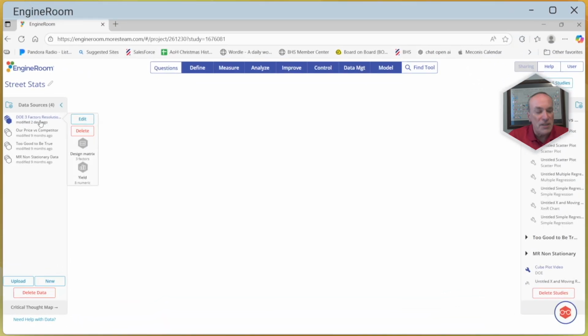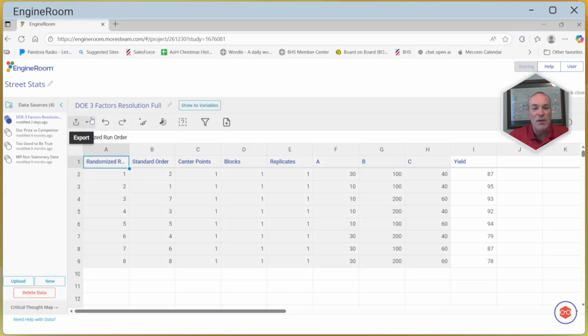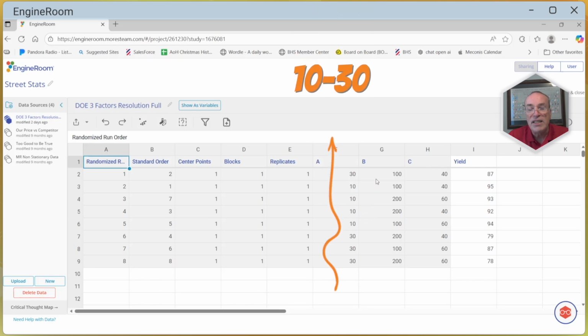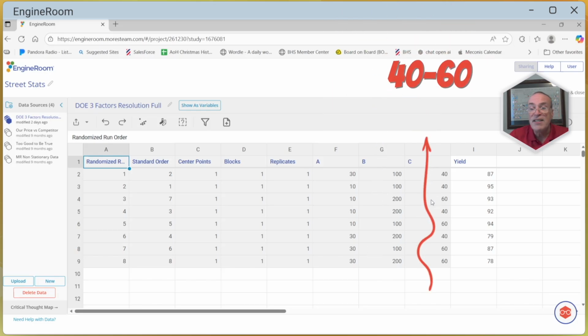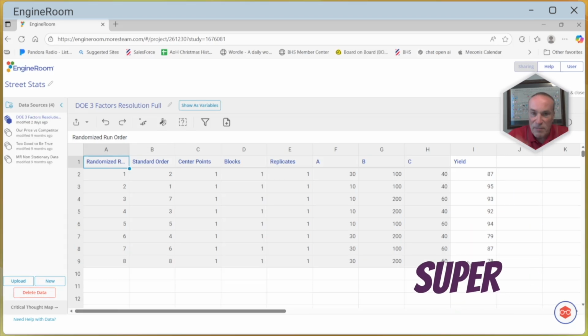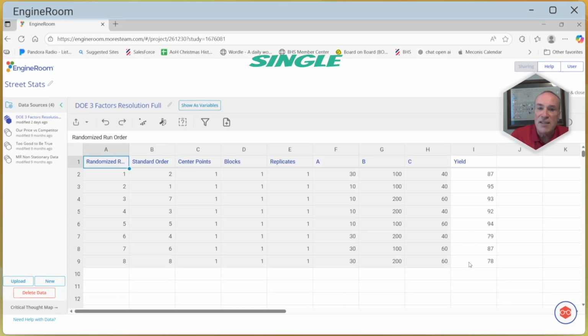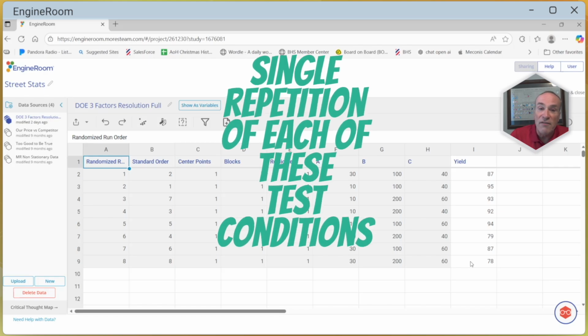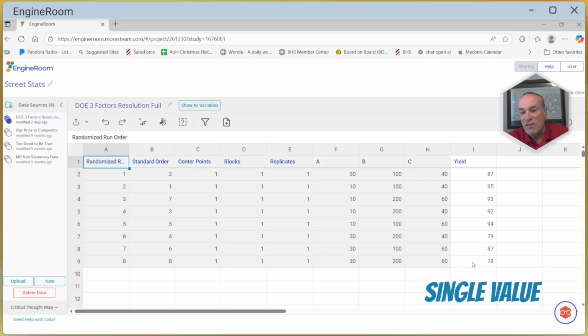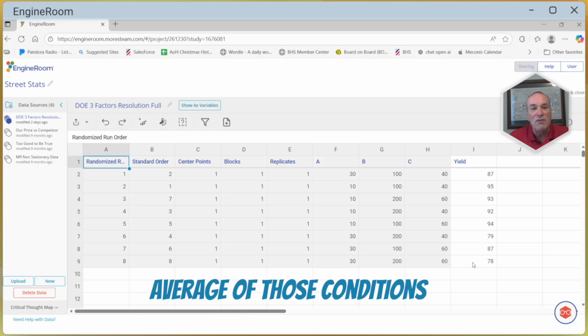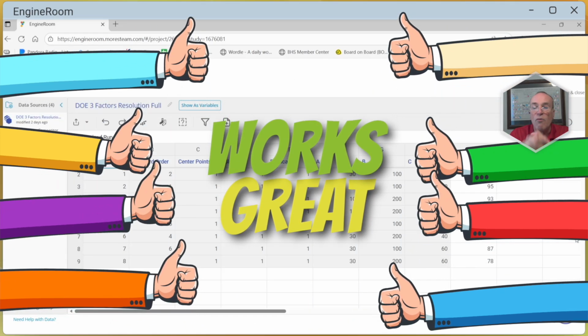So I have a DOE all made up and ready to go. So you can see over here we have columns A, B, and C. A is varied between 10 and 30. B is varied between 100 and 200. And C is varied between 40 and 60. And in this particular experiment, just to keep it super, super simple, I did a single repetition of each of these test conditions. Now, all these graphs are going to come out, and whether I have a single value or an average of those conditions, it all works great.